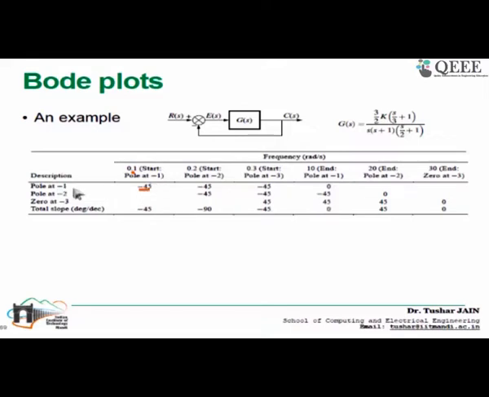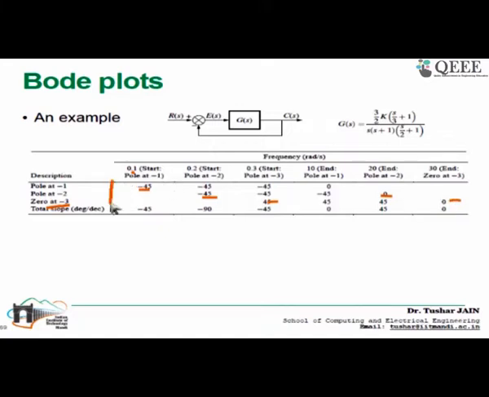So the pole at minus 1 starts at 0.1. It will contribute minus 45 degrees of slope, continuing until its end at 10, that is 10 radians per second. Similarly, the pole at minus 2 starts at this point, and the zero at minus 3 will have a contribution of positive 45 degrees starting from this one and finishing at 30 radians per second.